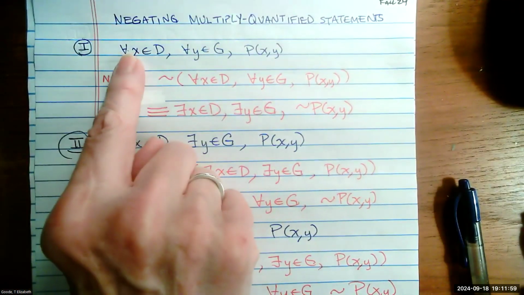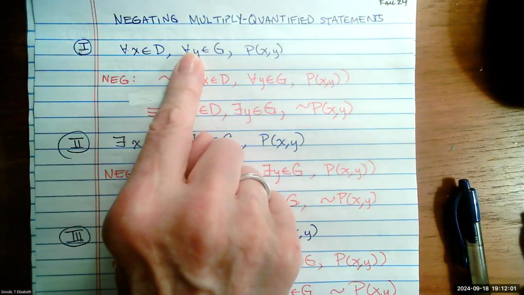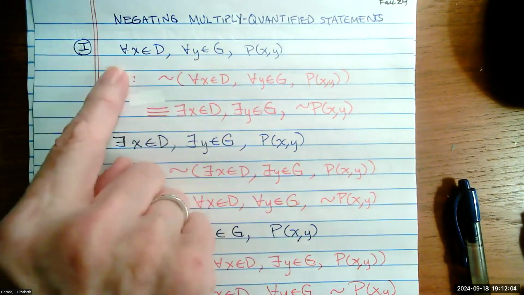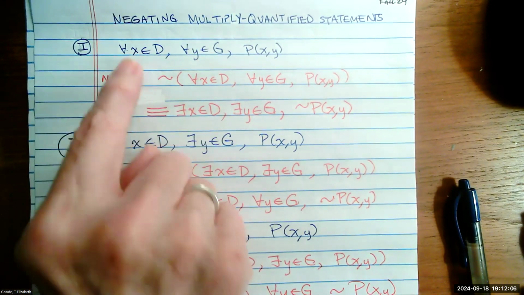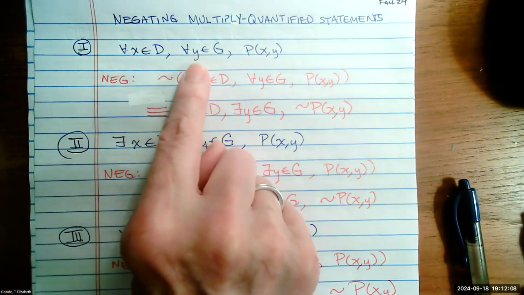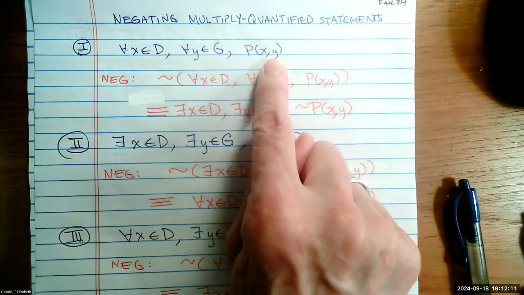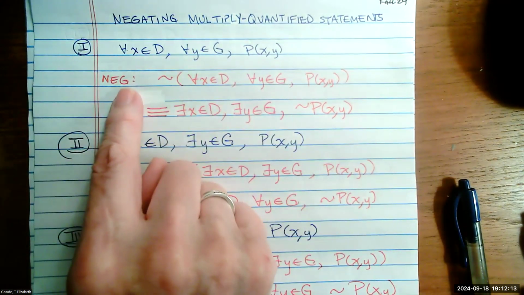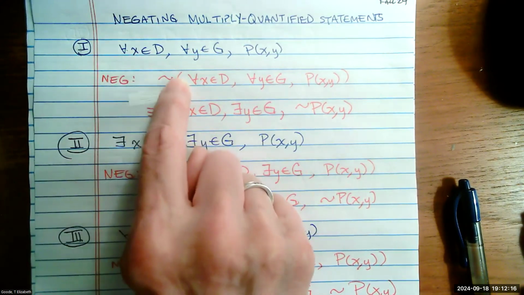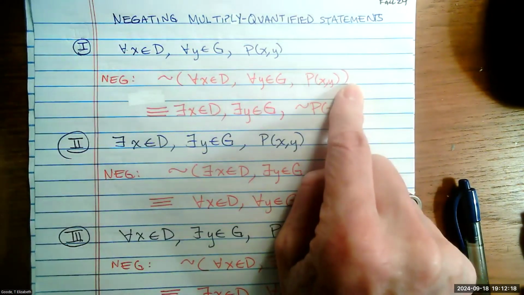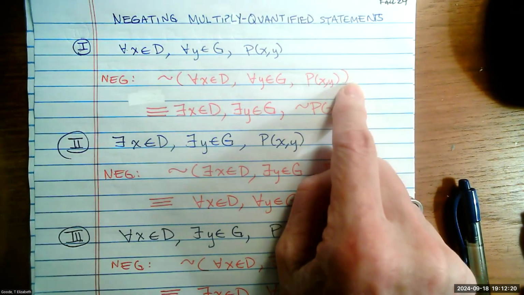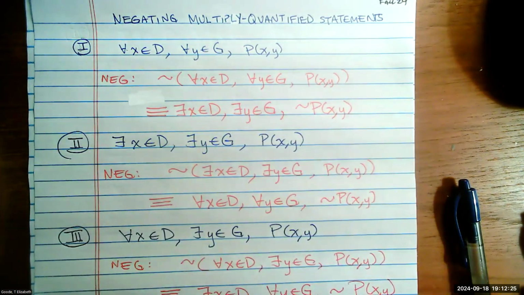All right, let's say we want to negate the for all multiply quantified statement. Let's just imagine we're going to negate for all x in D and for all y in G, P of x, y. So the naive thing to do, of course, is just stick a not in front of the whole statement. Anybody can do that. Zero credit for just doing that, because that doesn't show any real understanding, and it certainly doesn't help us get a working negation that we can dig into.